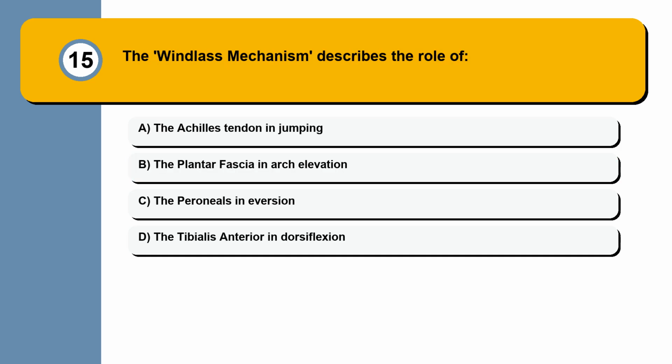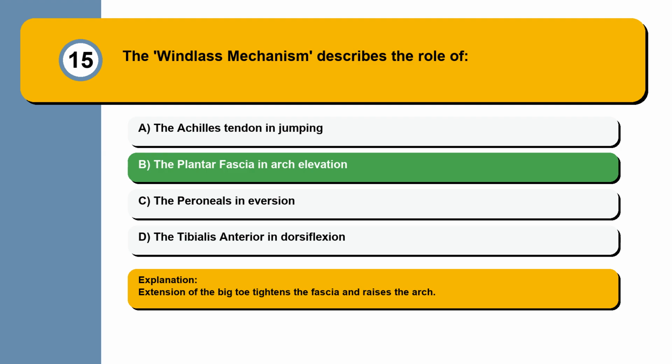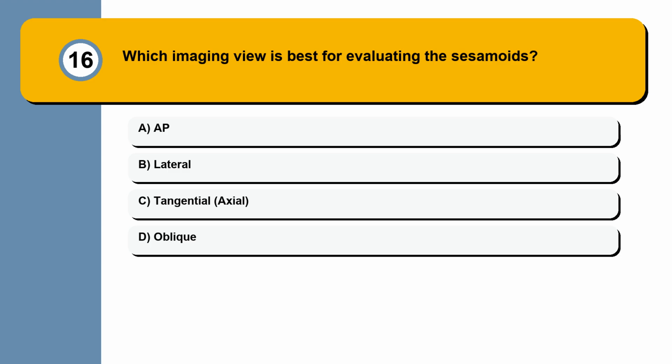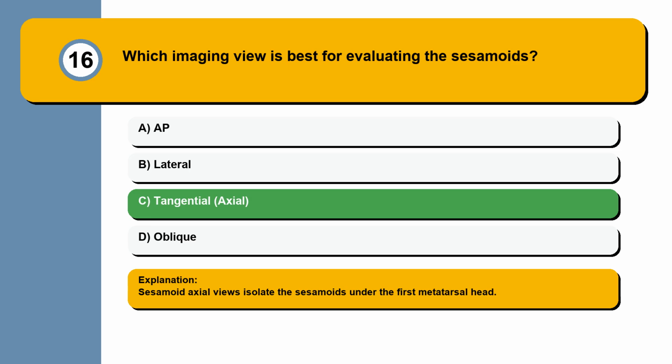Question 15. The windlass mechanism describes the role of the Achilles tendon in jumping, the plantar fascia in arch elevation, the peroneals in eversion, the tibialis anterior in dorsiflexion. Extension of the big toe tightens the fascia and raises the arch. Question 16. Which imaging view is best for evaluating the sesamoids? AP, lateral, tangential, axial, oblique. Sesamoid axial views isolate the sesamoids under the first metatarsal head.